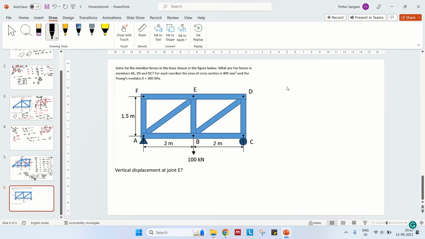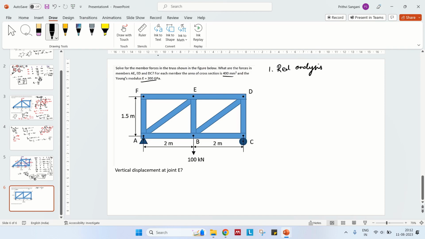Now, in this question, we are required to find the vertical displacement at joint E. Everything is given. The area of cross section is again 400 mm square, and Young's modulus E is equal to 200 GPa. The lengths are already given; from the geometry we need to take the lengths. So again we have the analysis.